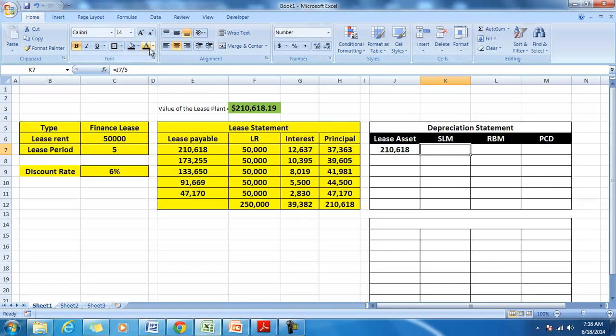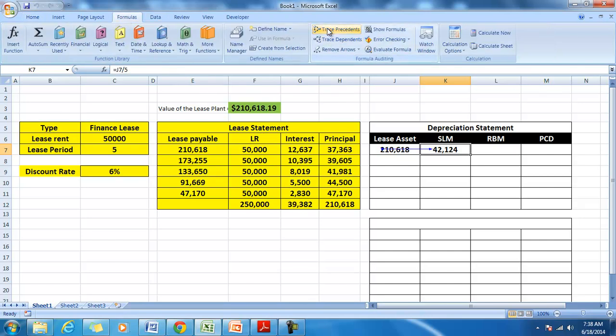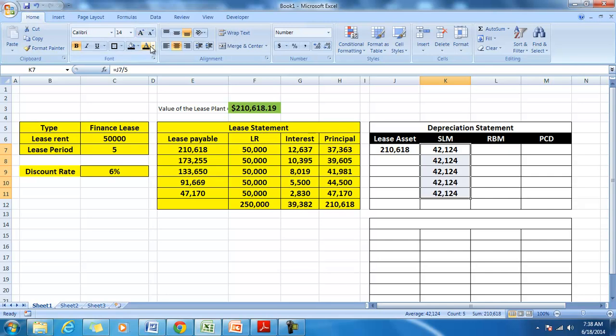Suppose we are using the straight line method. The straight line method apportions the cost over the life, so we divide by 5. So for all these 5 years we have the same depreciation, so that at the end of the life the entire cost has been recovered.